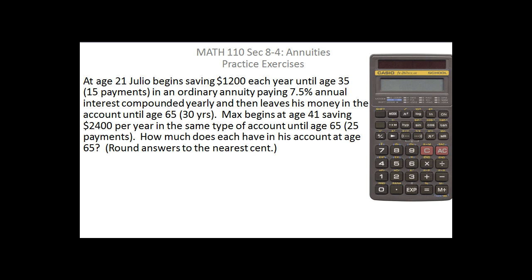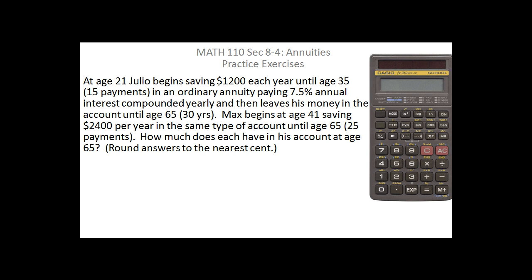At age 21, Julio began saving $1,200 each year until age 35. That would be 15 payments in an ordinary annuity paying 7.5% annual interest compounded yearly. So he's putting in $1,200 per year into an ordinary annuity paying 7.5% annual interest compounded yearly, or annually.